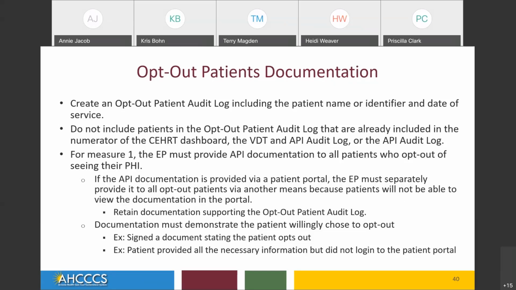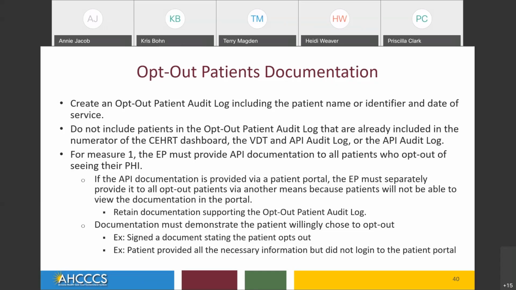For Measure 1, the EP must provide API documentation to all patients who opt out of seeing their PHI. If the API documentation is provided via a patient portal, the EP must separately provide it to all opt-out patients via another means because patients will not be able to view the documentation in the portal. Please retain documentation supporting the opt-out patient audit log.